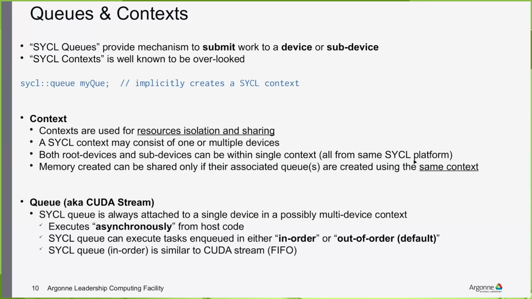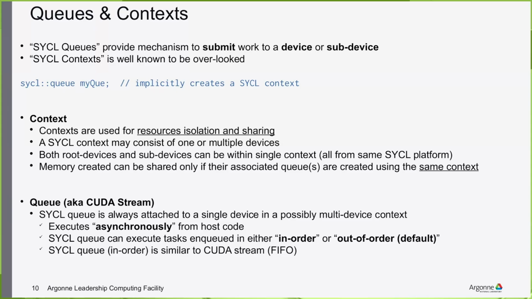For the next few slides, I'll talk about some of the abstractions in SYCL. So we have queues and contexts. Similarly to CUDA streams, as I was saying earlier, queues provide a mechanism to submit work to the device or subdevices. I'll talk about why I have subdevice here later in the slide. SYCL context is a fairly overlooked abstraction.